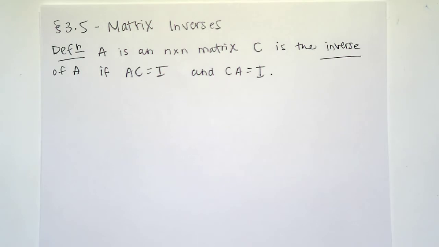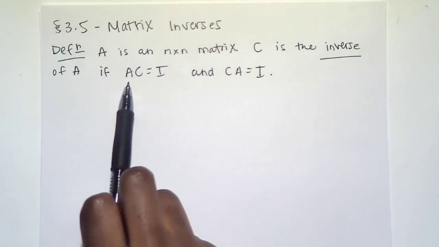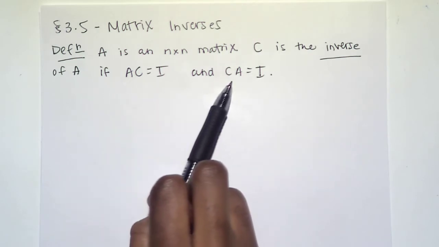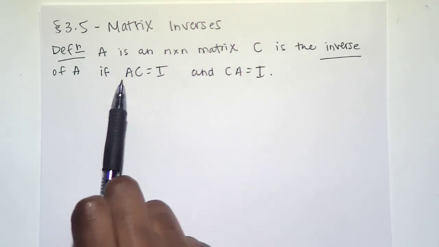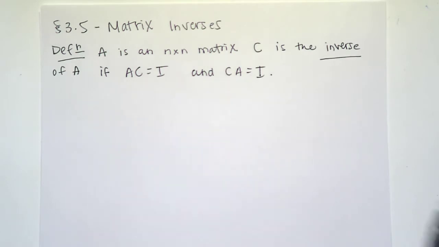All right, so notice a couple things here. When we're talking about matrix inverses, we're only talking about square matrices because we want the multiplication to work in both directions. So remember, depending on the order of multiplication, you may get a different answer. But if you do both orders and still get the identity matrix out, then we can say these two matrices are inverses of each other.